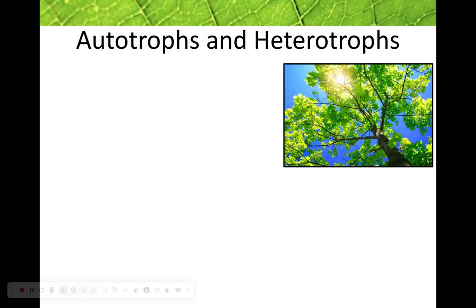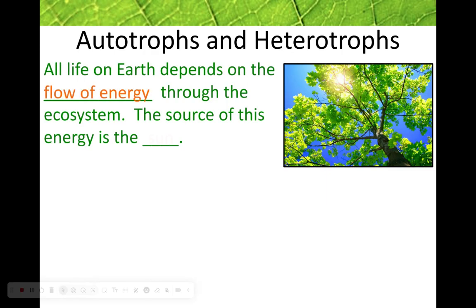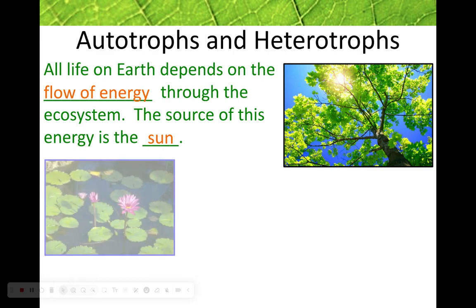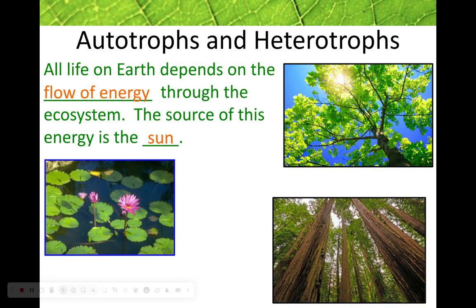Yesterday we covered ATP and how that is either released or stored, in the form of usable or potential energy. Today we're going to discuss how all that ties into this whole process of photosynthesis and how autotrophs and heterotrophs can take advantage of this. Now, all life on Earth depends on the flow of energy through an ecosystem, and the ultimate source of that energy is going to be the sun.